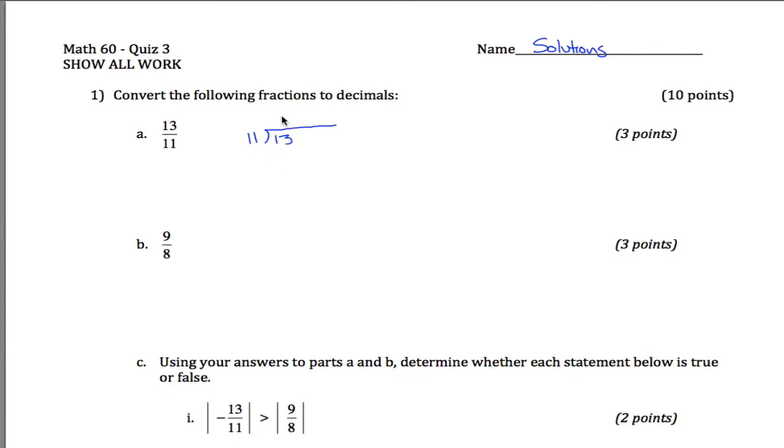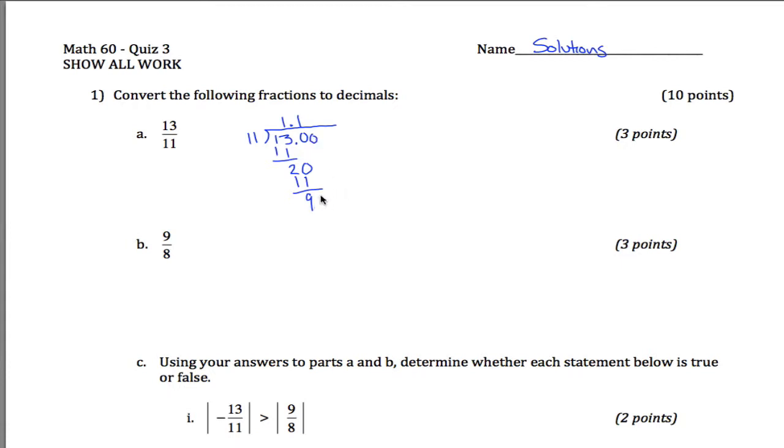11 goes into 13 one time. 13 minus 11 is 2. It'd be nice to just say it's 1 with the remainder of 2. Unfortunately, we can't when we're trying to convert it into a decimal. What we've got to do is add a 0 here. If you bring down that 0, we've got 11 goes into 20. That happens one time. 1 times 11 is 11. Subtracting, we get 9. We still don't have a remainder of 0, so we repeat.